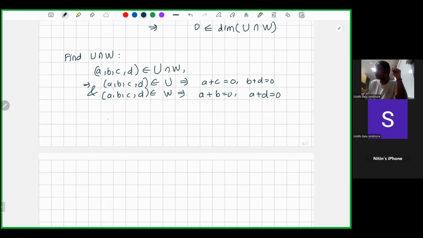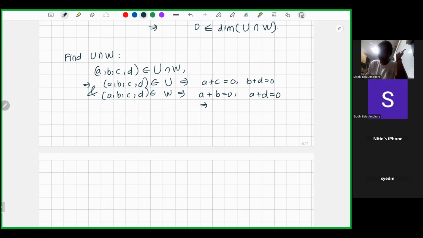From here, A plus B is equal to 0. So from here I have B is equal to minus A and D is equal to minus A. And if that is the case, if I substitute minus A here, so minus A plus D is equal to 0, this will give me D is equal to A. So here I have D is equal to minus A.